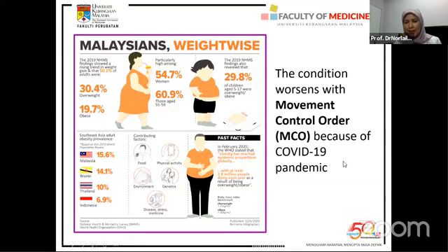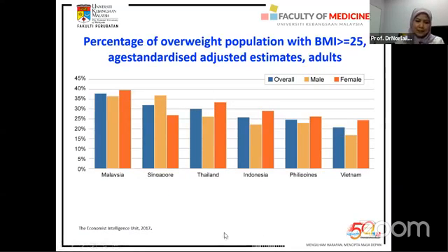And in Malaysia, because I run an obesity clinic, the condition worsened with the MCO, the movement control order, because of the COVID-19 pandemic. And this is from the Economist Intelligence Unit about 4 years ago. The percentage of the overweight population with a BMI of more than 25, age-standardized and adjusted, estimates that adults in Malaysia are obese. You can see overall about 37%. Of course, females again are the champion. We are again leading the population with obesity and overweight compared to other neighboring countries.